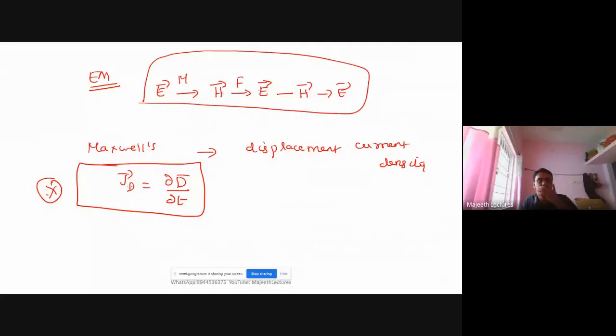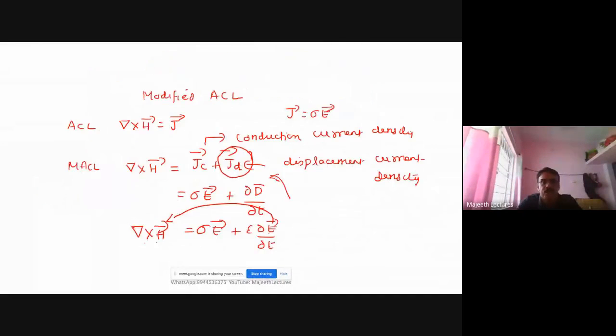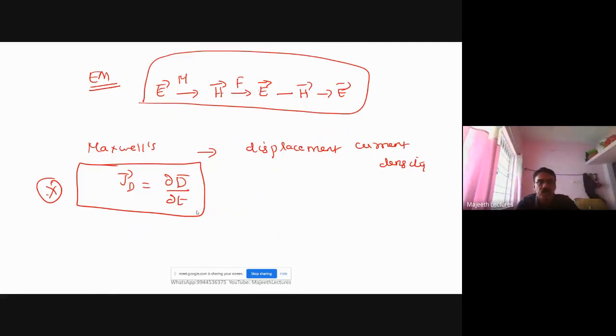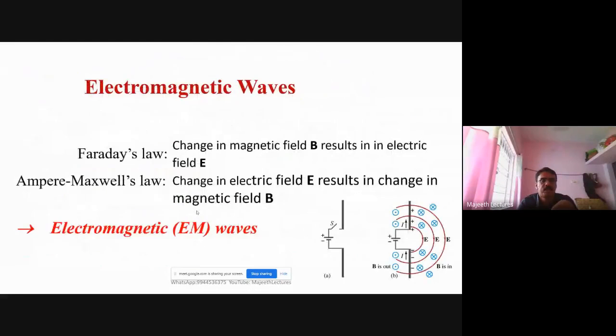So displacement current density is the biggest contribution. In Ampere circuital law, he has used this. Then only this concept has come. Change in electric field will create change in magnetic field. So don't forget the difference between Faraday's law and Maxwell's theorem, right? Those things I have explained here. Change in magnetic field results in change in electric field, Faraday's law. Change in electric field results in change in magnetic field, Ampere circuital law, otherwise modified Ampere circuital law or Ampere Maxwell's law.